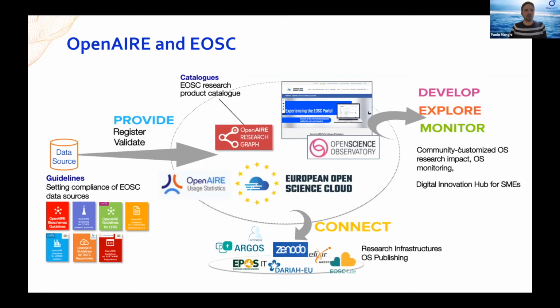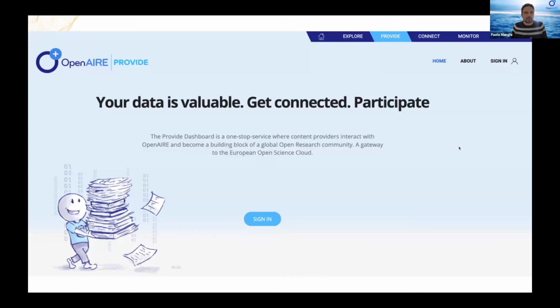Which are then being used by the European Commission for tracking, for example, project results, linking them to projects and measuring impacts overall. So today, basically, we have a set of guidelines within OpenAIRE that we can match against different repositories. So the service that we provide is called Provide.